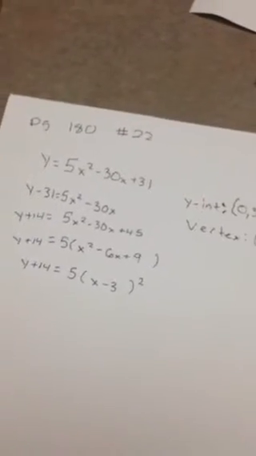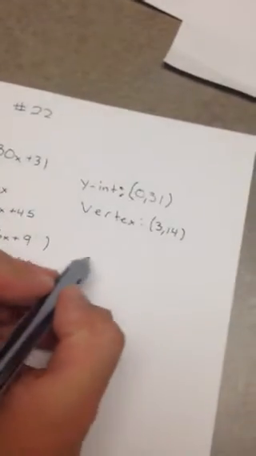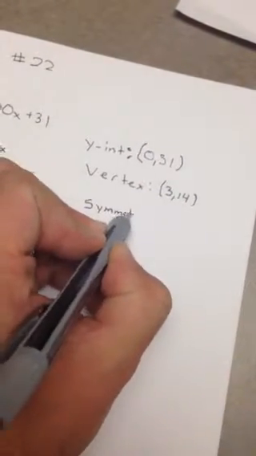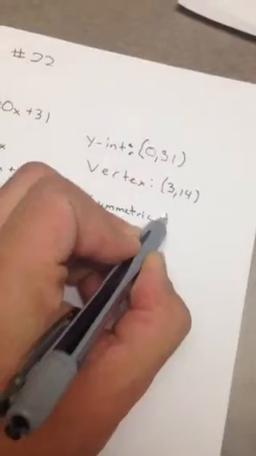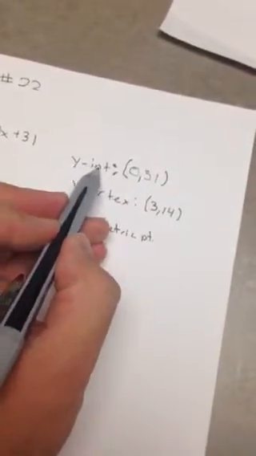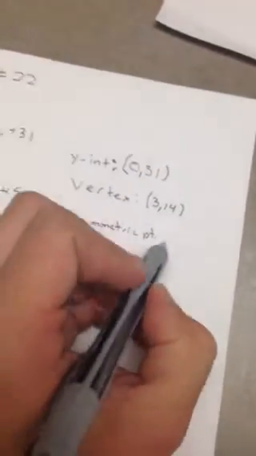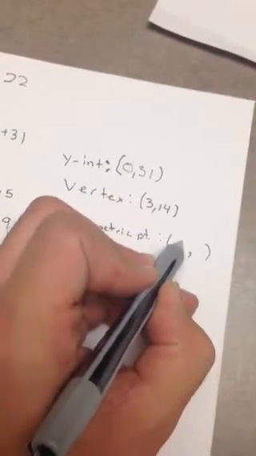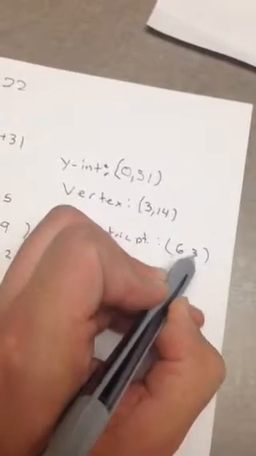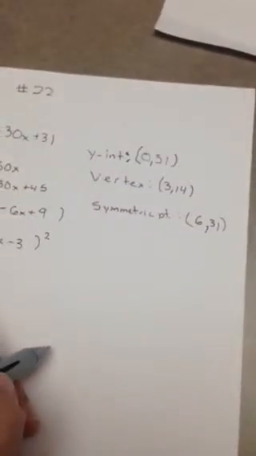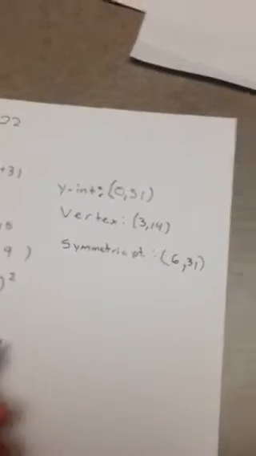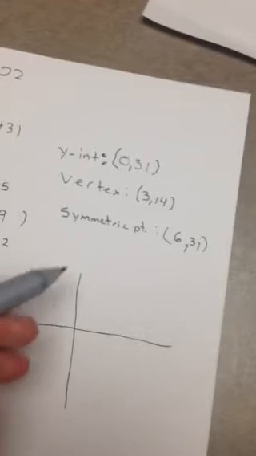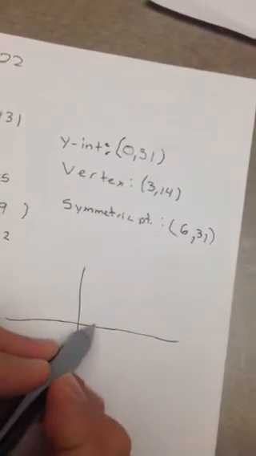And then we can also go ahead and find the symmetric point right now. The symmetric point is the y-intercept reflected over the axis of symmetry. You might have an easier time seeing this in a second. It's going to be 6, 31. Consider our vertex at 3, negative 14.